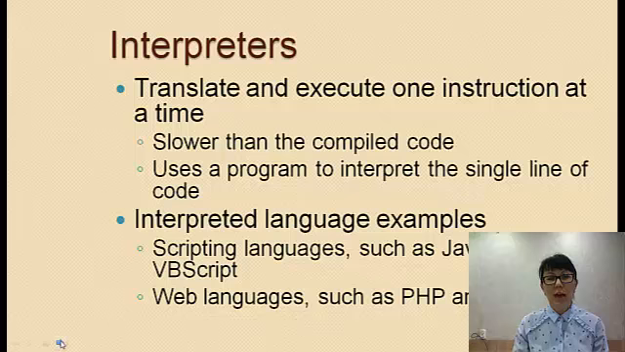Interpreters translate and execute one instruction at a time, which is slower than compiled code. They use a program to interpret a single line of code. Interpreted language examples: scripting languages such as JavaScript and VBScript, and web languages such as PHP and Perl.